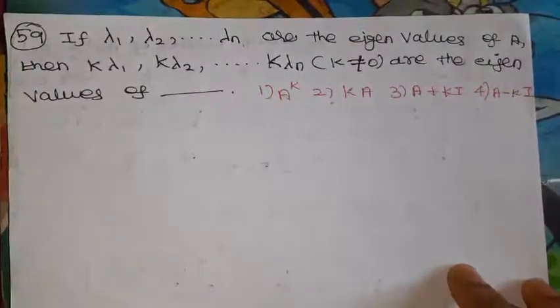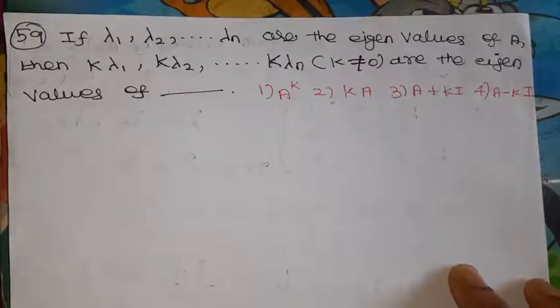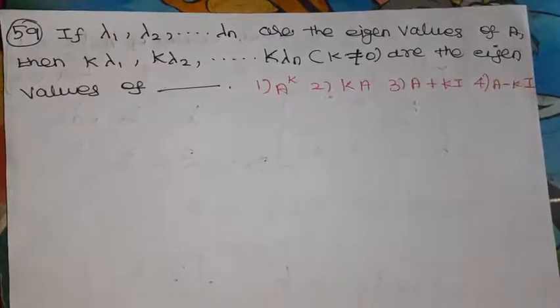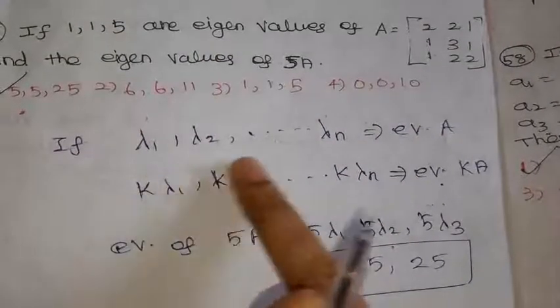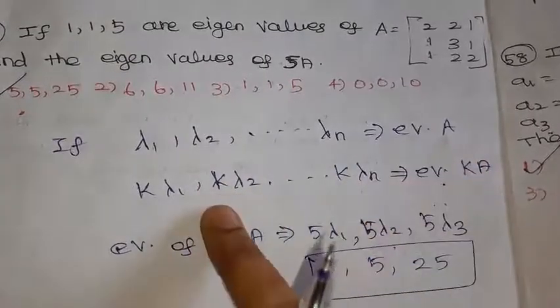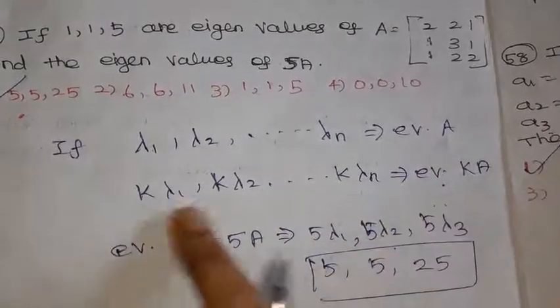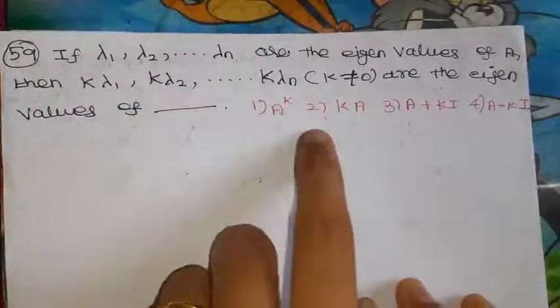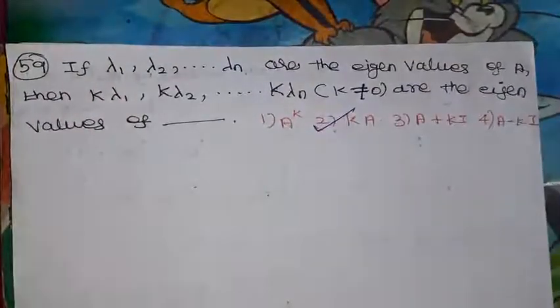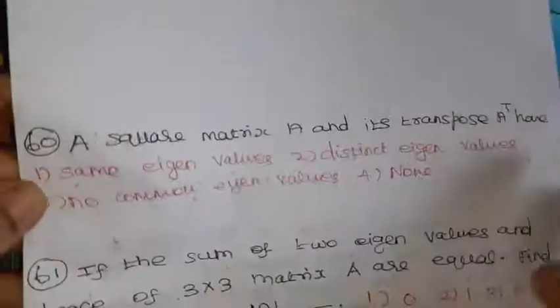Question 59. If lambda 1, lambda 2, up to lambda n are the eigenvalues of A, then k lambda 1, k lambda 2, up to k lambda n are the eigenvalues of what? We have already seen this in a problem solved previously. Then k lambda 1, k lambda 2 up to k lambda n are the eigenvalues of kA. Even for a multiple of A, it is the same thing. This is also a property of the eigenvalues of the matrix.